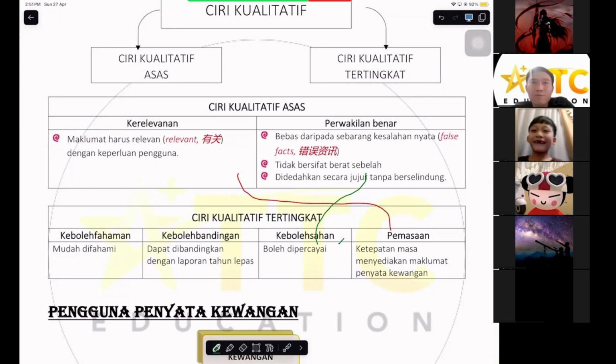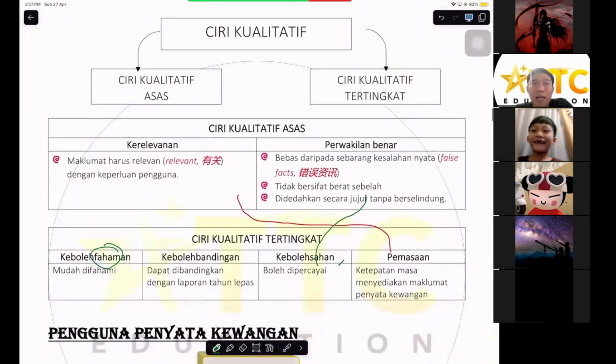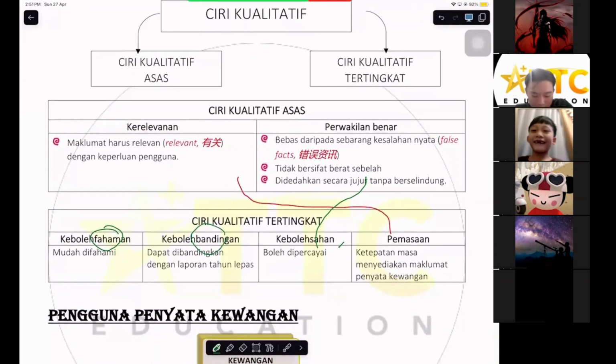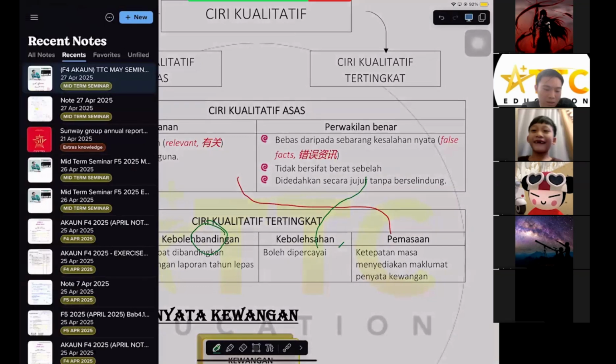Now, here's the proof. Additionally, we also have the advanced part, kebolehfahaman and kebolehbandingan. With the knowledge of accounting and some business economy, people can understand your penyata kewangan. Kebolehbandingan, they can compare it with the previous year report. Meaning to say something like this. Let me show you a sample here.